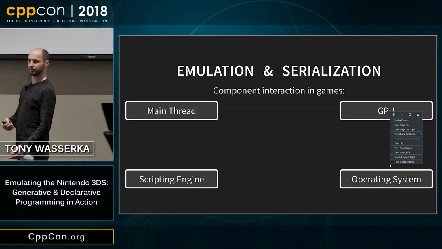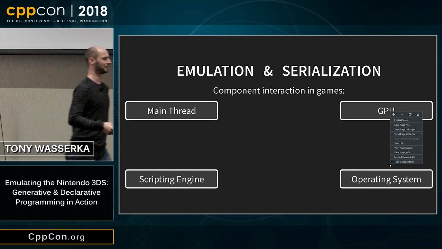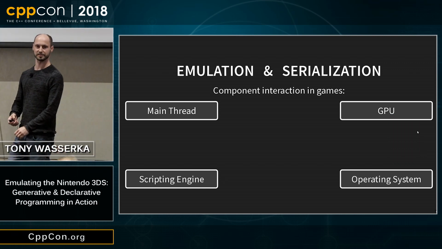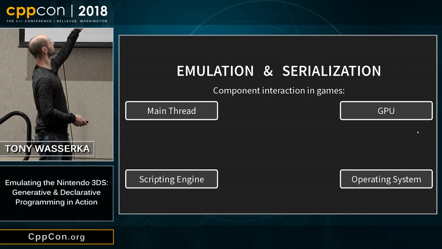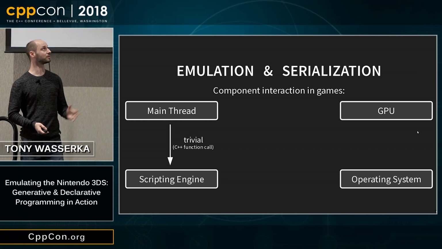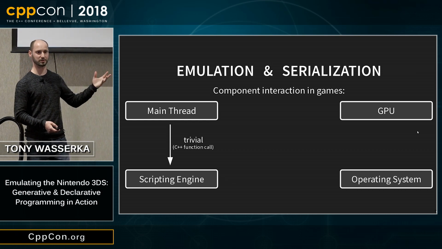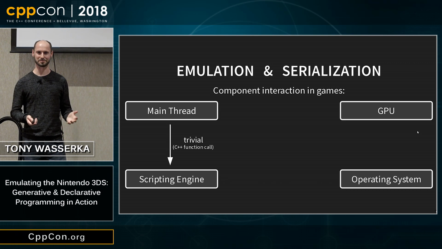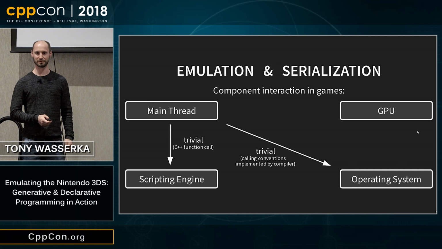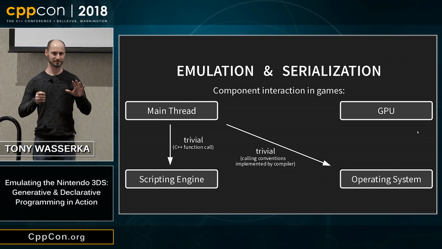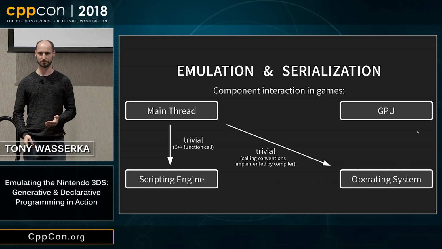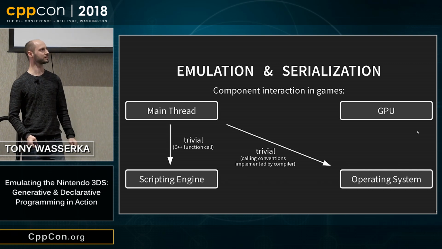And now we can consider how do these components actually interact with each other? And considering the main thread and the scripting engine, from the programmer side, it's really trivial. The main thread tries to call a function from the scripting engine, well, it just does that. It's a C++ function call. It's trivial. When they try to interact with the operating system by using system calls, for instance, it's slightly more involved because you need to make sure that you use the correct calling convention, so put the registers in the right order and things like that.